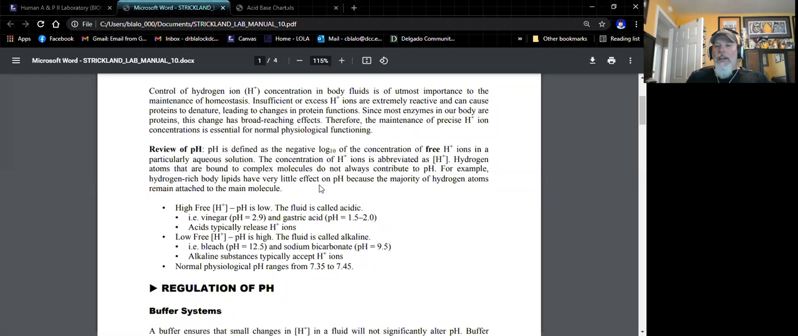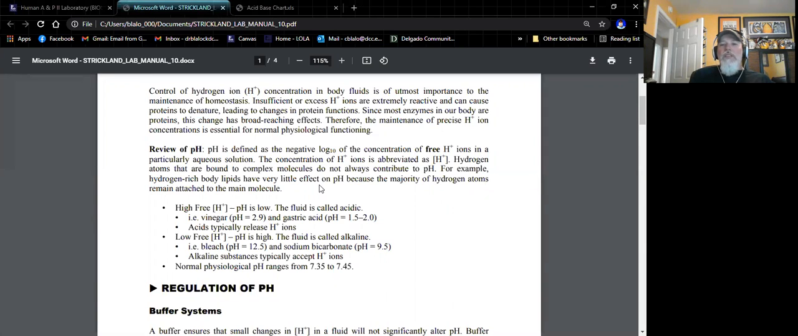High hydrogen ion concentration means the solution is acidic. Low hydrogen ion concentration means the solution is alkaline. All right. In chemistry, in physical science, we used to say acids and bases, right? Well, they've gotten away from saying base and gotten more into saying alkaline instead. Alkaline means base.